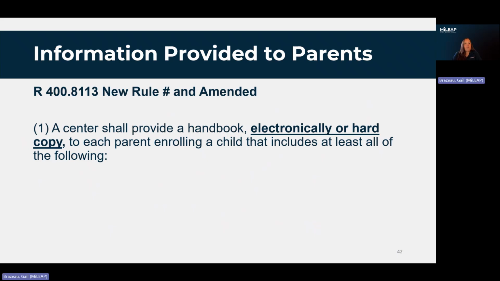Rule 8113. This rule was moved and given a new rule number and amended. We're looking at sub-rule 1 of the rule. A center shall provide a handbook, electronically or hard copy, to each parent enrolling a child that includes at least all of the following. So what is required to be in the handbook hasn't changed. What has changed is that you can provide the handbook either electronically or hard copy.